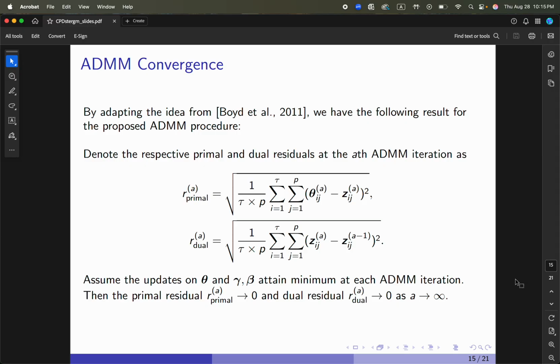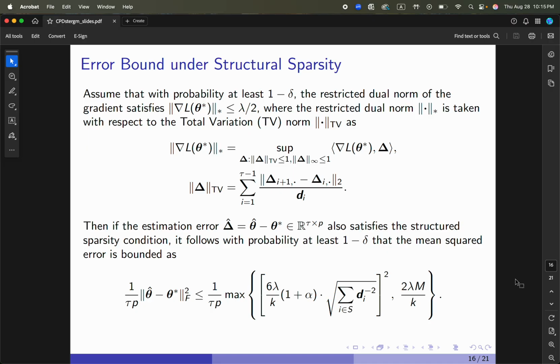For the proposed ADMM procedure, we also have ADMM convergence: as the ADMM iterations go to infinity, the primal and dual residuals go to 0. Moreover, assume the restricted dual norm of the gradient satisfies the condition here, where the restricted dual norm is taken with respect to the total variation norm. If the estimation error satisfies a structural sparsity condition, then the mean square error satisfies the following estimation error bound.